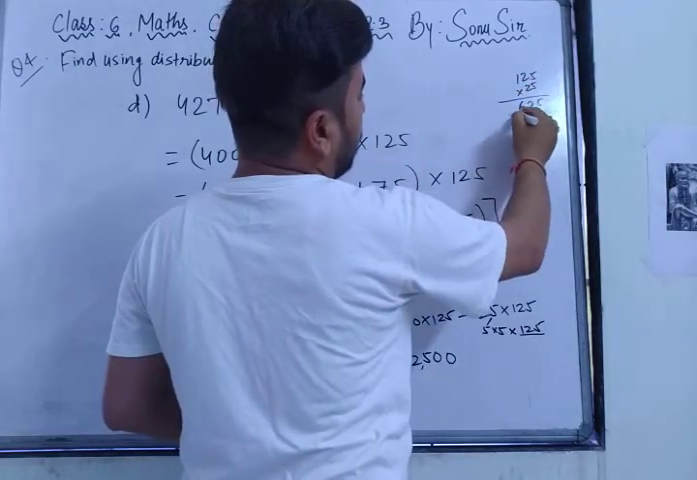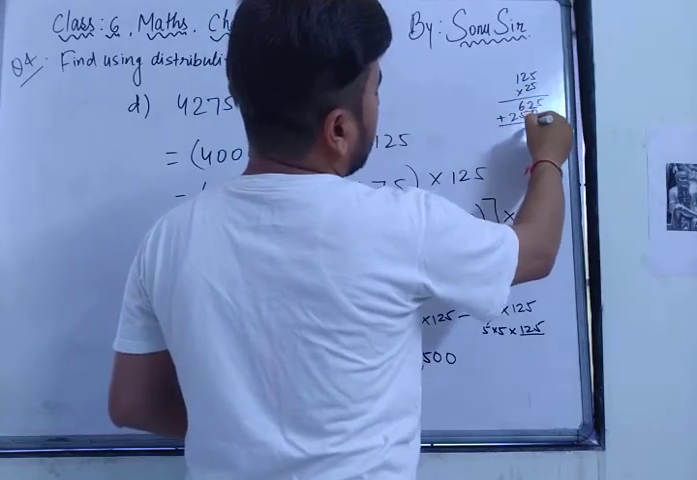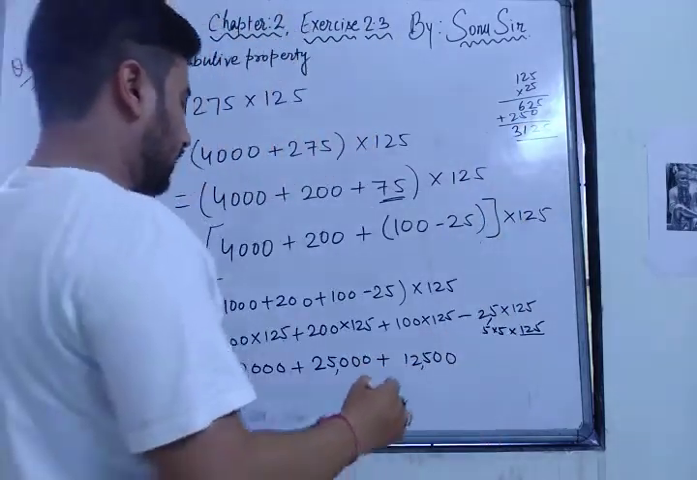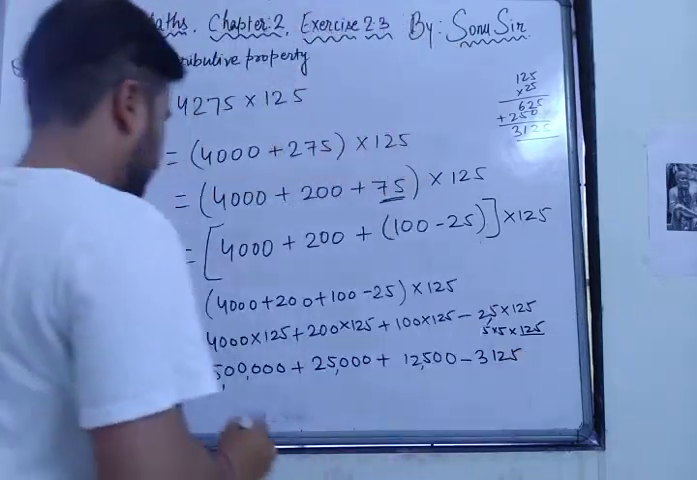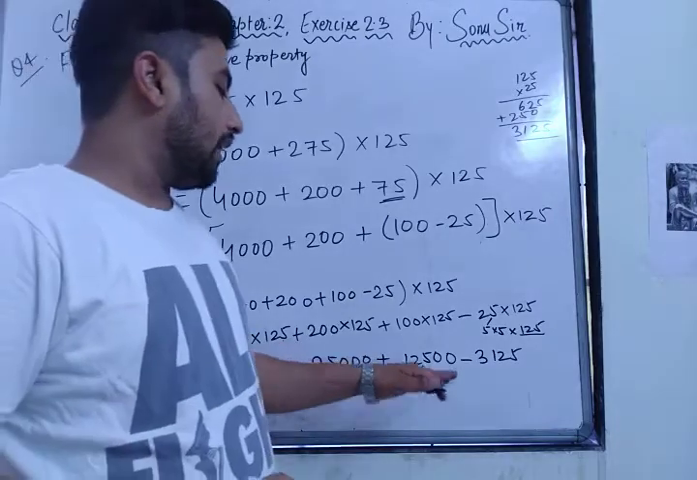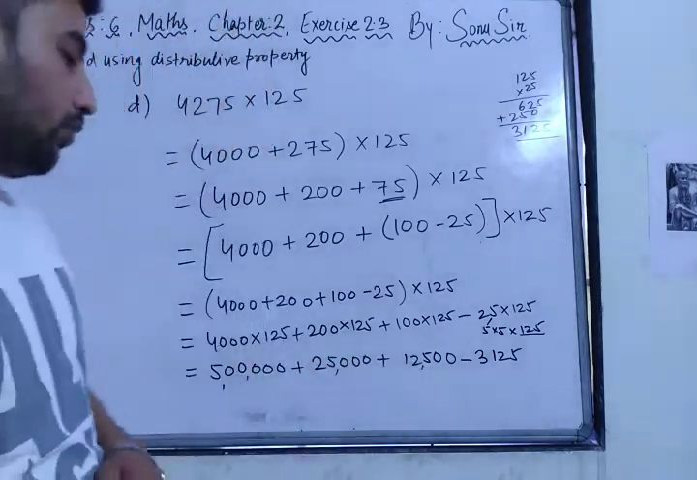And 125 2s are 250, right? So 5, 2, 6, 5, 11, 3, 1, 2, 5. 3125. So here minus 3125. First of all, you can see here 5,25,000, 12,500, and here you have to minus 3,125.